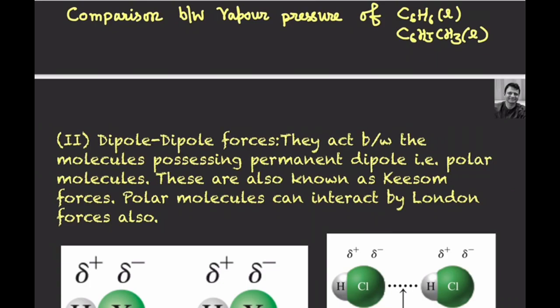Both are non-polar, so London forces. Because benzene has less molar mass than toluene, or we can say that the surface area for interaction of toluene is greater than that of benzene, benzene is more volatile than toluene. And if the vapor pressure is more, the boiling point will be less. So we can say that benzene has a lower boiling point than toluene.